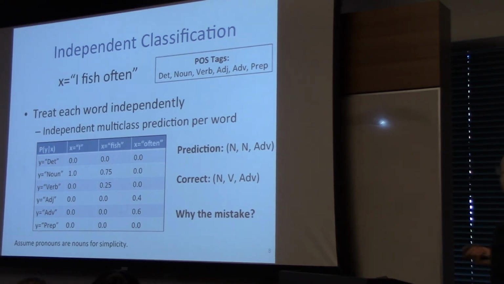And what that means in the independent case is that, let's say in our data set, fish occurs as a noun 75% of the time, and as a verb 25% of the time. If I make an independent prediction for every token in the sequence, the prediction will be noun, noun, adverb, excuse me, when the correct sequence is noun, verb, adverb. So why do we make this mistake? Any guesses? Don't consider the context. Lots of people said something.